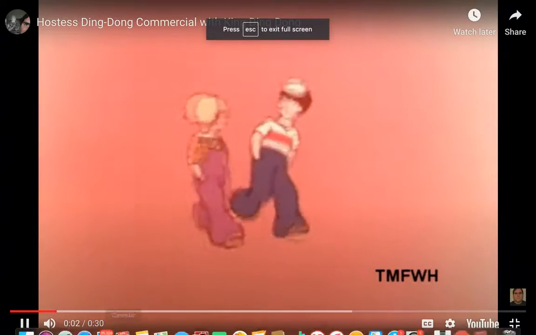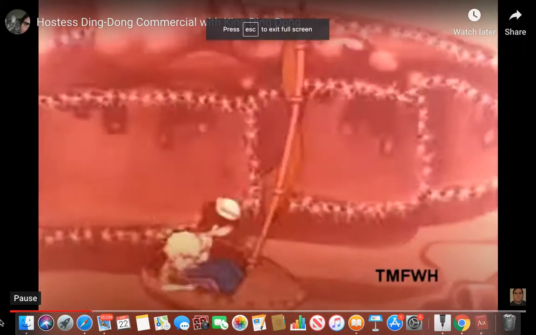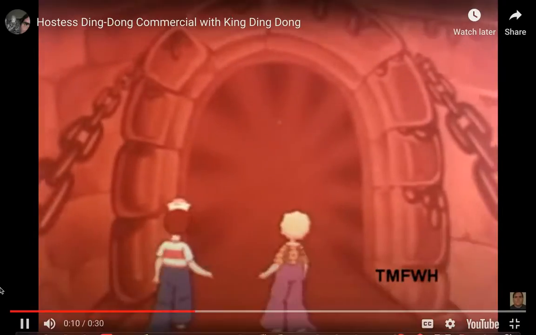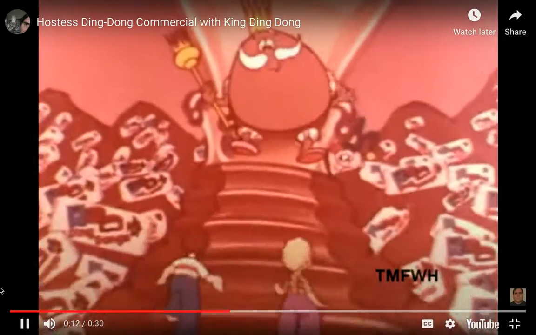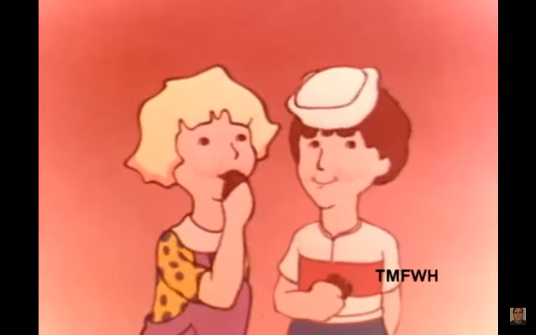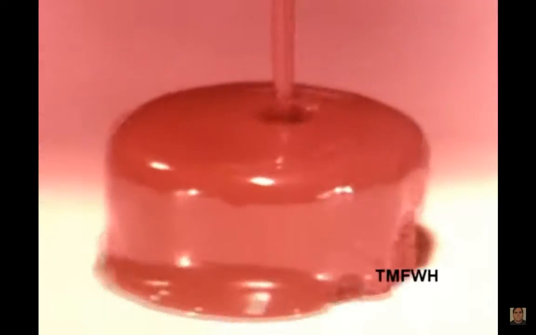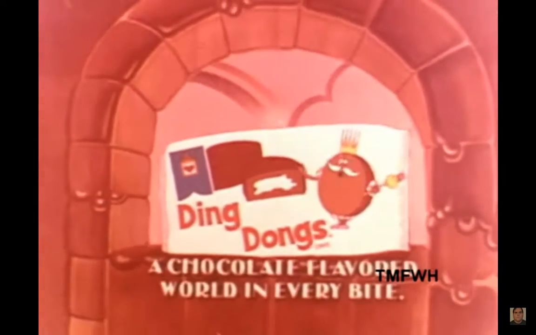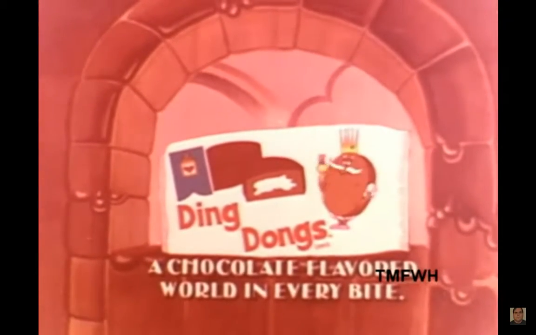Imagine getting into a chocolate-flavored boat and sailing around a fudgy moat to a chocolate-flavored castle. This must be King Ding Dong's castle. Look at all those ding dongs. Have one. Thanks, King Ding Dong. When you eat a Hostess Ding Dong, there's a whole world of chocolate flavor in each and every bite. Cream filling, too. Delicious Hostess Ding Dongs. You'll find a chocolate-flavored world in every bite.